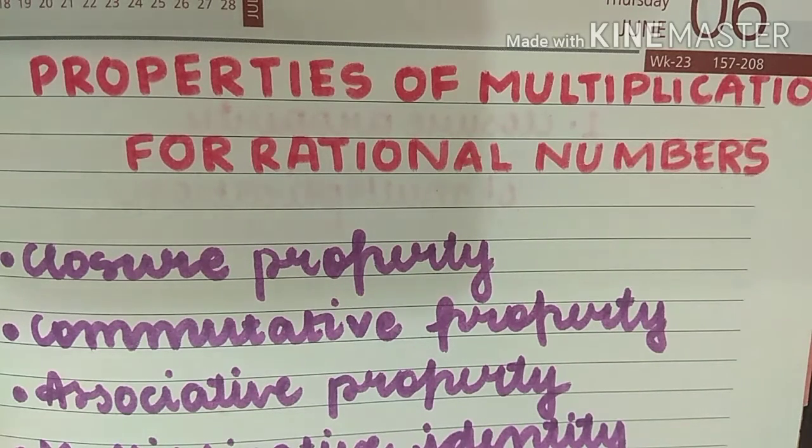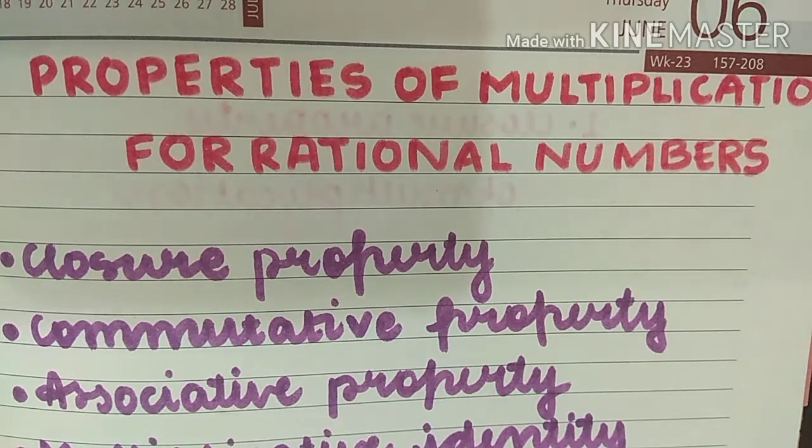Okay, let me explain this property. If p by q and r by s are two rational numbers, then their product, which is p by q into r by s, will also be a rational number. This is what is called the closure property. Let me explain once more.